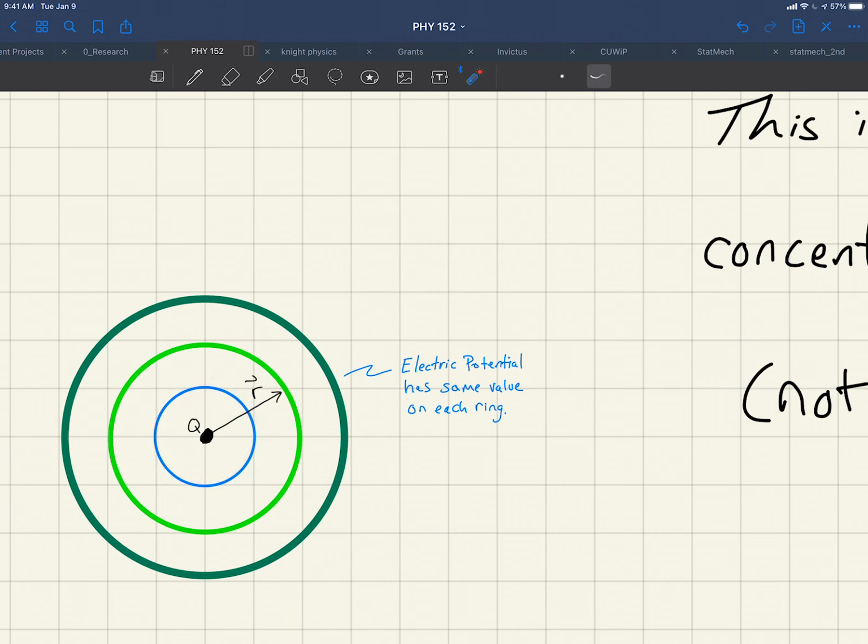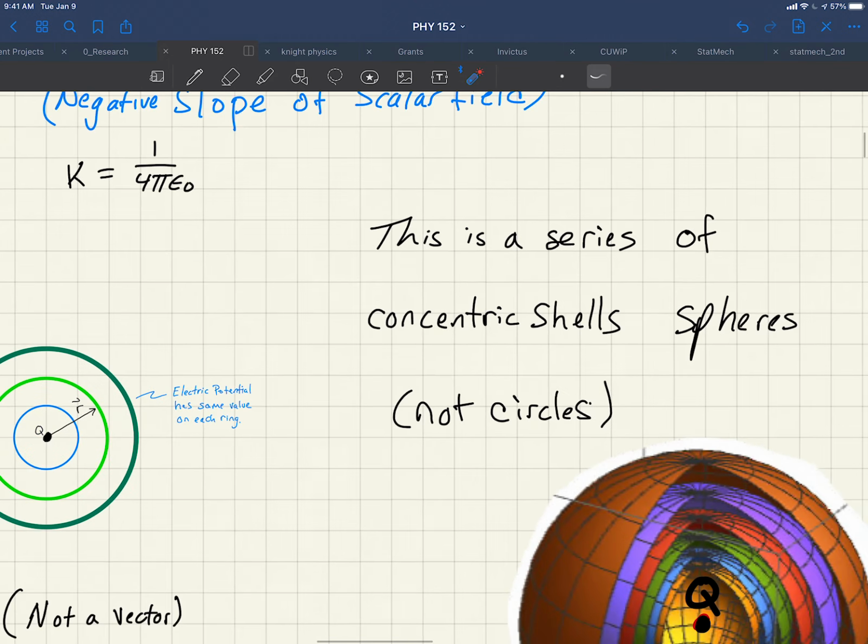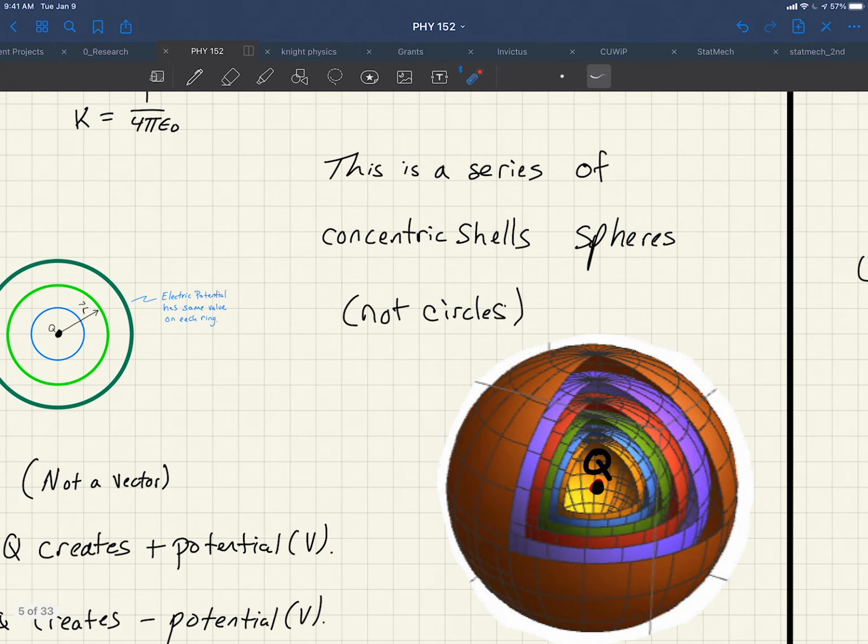Now, it's important to note that while these look like circles, they're not really concentric circles, they're really concentric spheres, right? So I have some charge in the middle, and everywhere at some radius in 3 dimensions around it, I have the same value of electric potential. However, we work in 2 dimensions often, right? We draw on a sheet of paper. It'd be really hard to try to draw something spherical every time, but just keep that in the back of your mind. The electric potential is really about the value of the scalar field on spheres, concentric spheres, not circles.